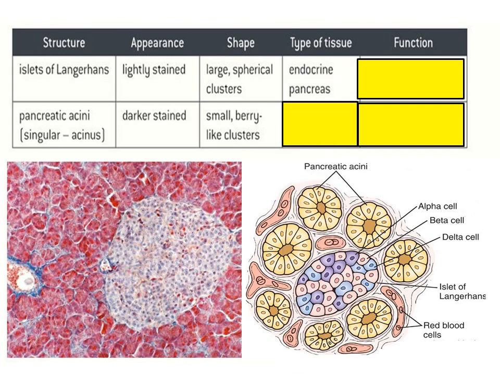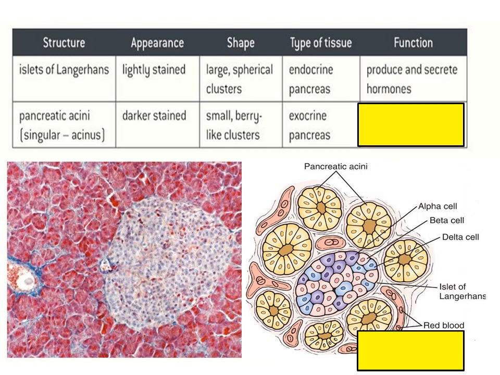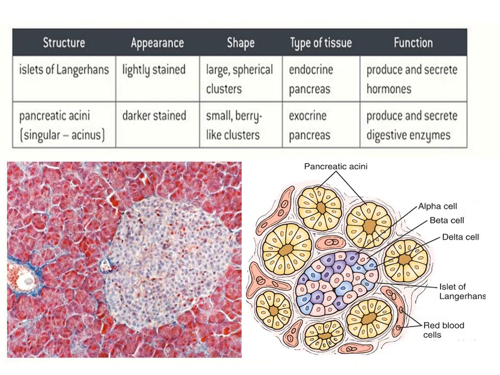The islets of Langerhans are producing endocrine material, so this is the endocrine part of the pancreas, whereas the pancreatic acini are the exocrine part of the pancreas. The function of the islets of Langerhans is to produce and secrete hormones, and the function of the pancreatic acini is to produce and secrete digestive enzymes.